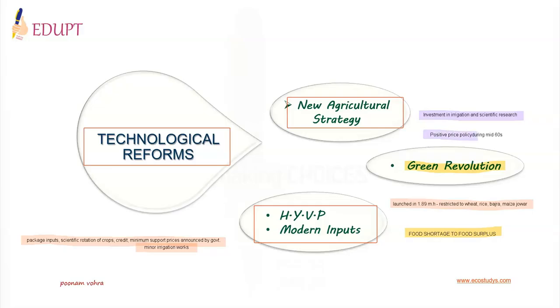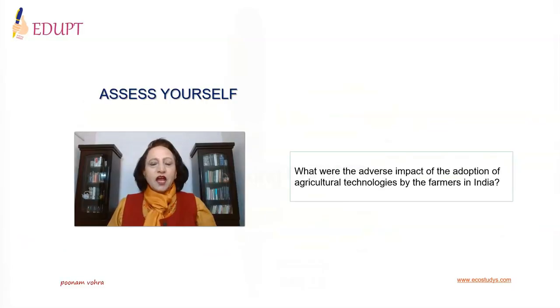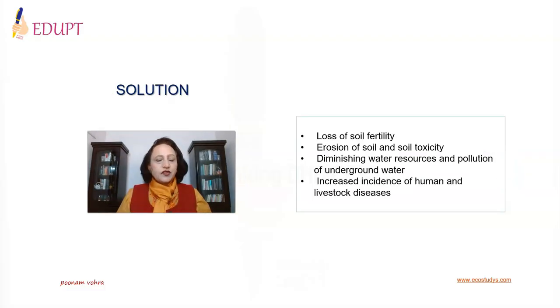Further, the introduction of positive price policy during mid-60s as a result of the creation of Agricultural Price Commission provided the necessary incentive to the farmers to adopt new technology on a large scale. Now assess yourself and answer this simple question. Technological reforms though have resulted in an increase in agricultural production, but there is another aspect too that you need to visualize. So the question to you is, what were the adverse impacts of adopting technological reforms by farmers in India? Please check your answer.